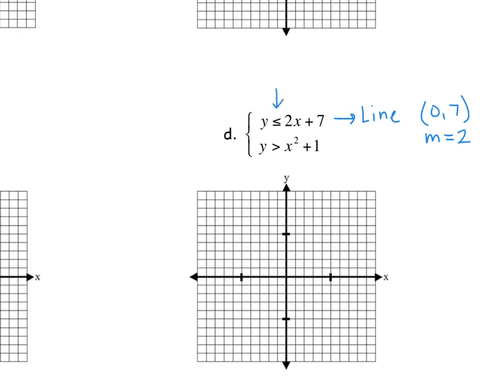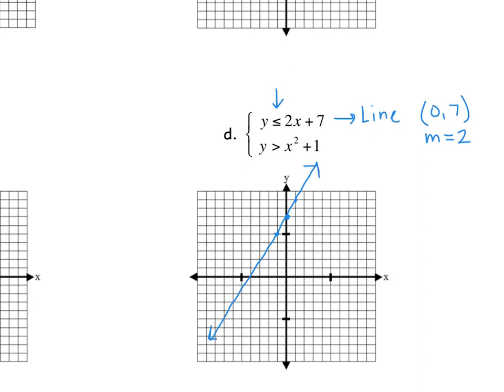And since it's strictly less than or equal to, we're going to have a solid line here. Okay, so 0.7, use my slope of 2, so count up 2 over 1. And I can go down 2 and to the left 1. Okay, and we said we have a solid boundary. So we've got that looking like so.